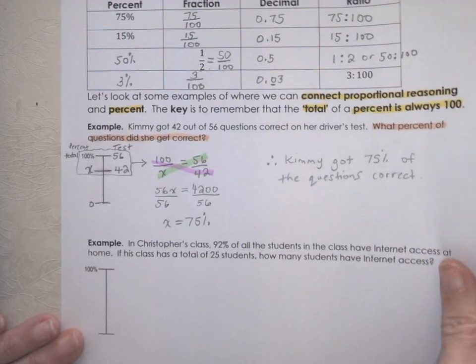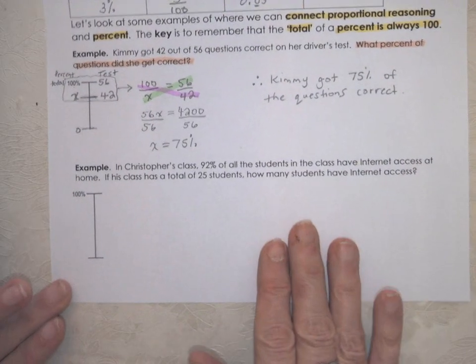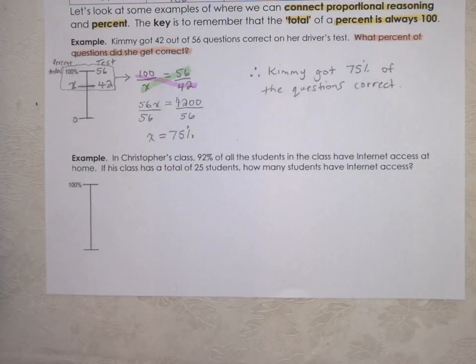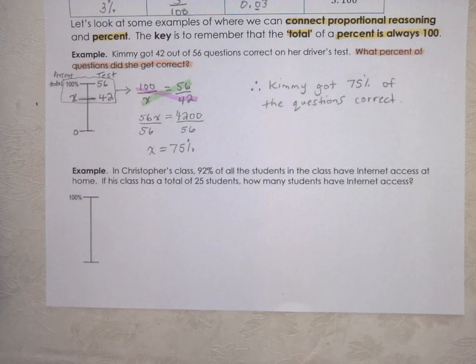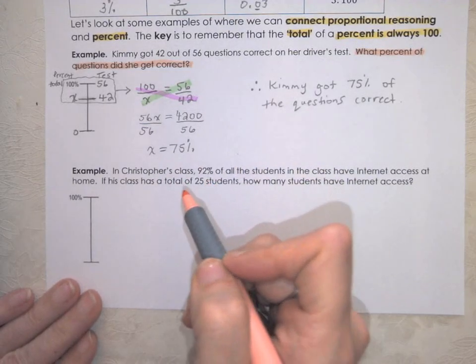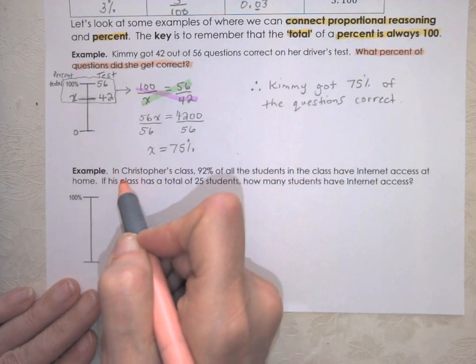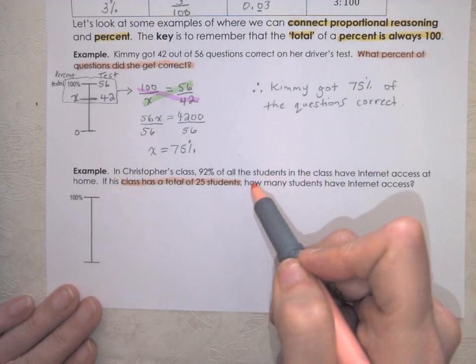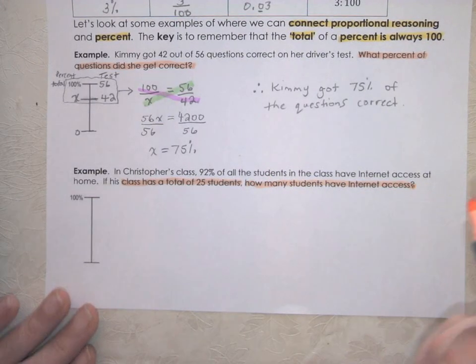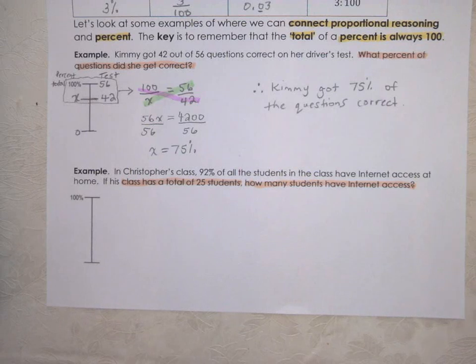Okay? All right, here's another example of where we can use proportional reasoning. In Christopher's class, 92% of all the students in the class have internet access at home. If his class has a total, so that word total is really important there, so his class has a total of 25 students. How many students, so here's our question part, how many students have internet access?